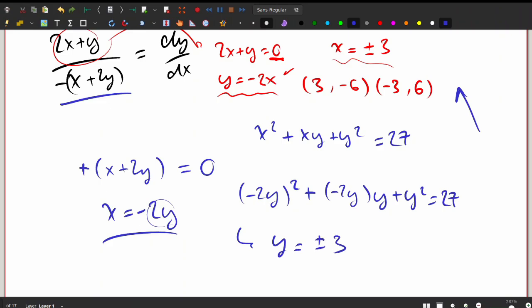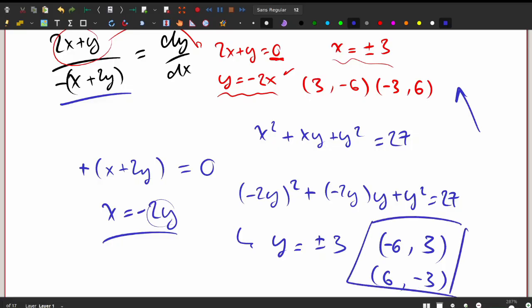And that means our solutions are either y is equal to positive 3 and x is equal to negative 6, or y is equal to negative 3 and therefore x is equal to positive 6. And so these are the solutions to our problems, with these being the horizontal tangent line because the slope is 0, and these being the vertical tangent line because the slope is undefined.